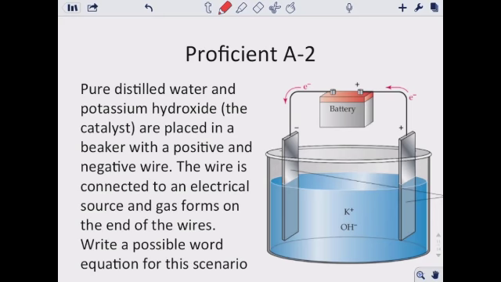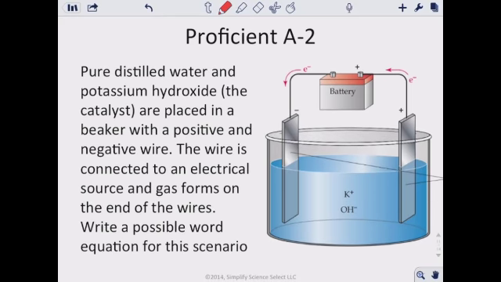Moving on to our next example, it says pure distilled water and potassium hydroxide, the catalyst, are placed in a beaker with a positive and negative wire. The wire is connected to an electrical source, and a gas forms on the end of the wires. Write the possible word equation. So what we have is good old H2O, so we just write water, or we could write dihydrogen monoxide.